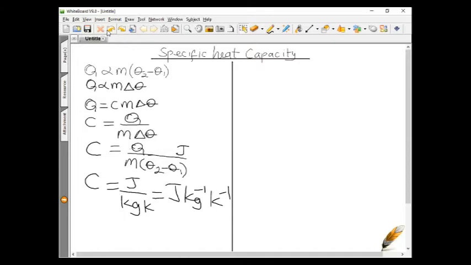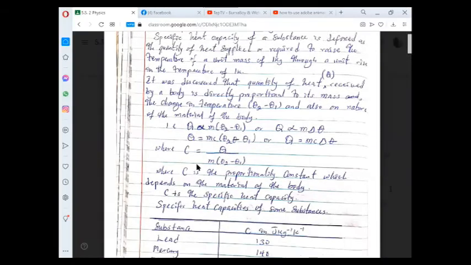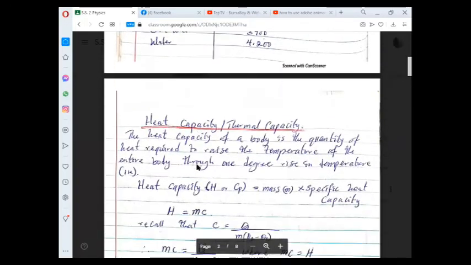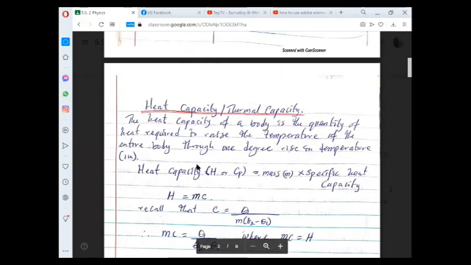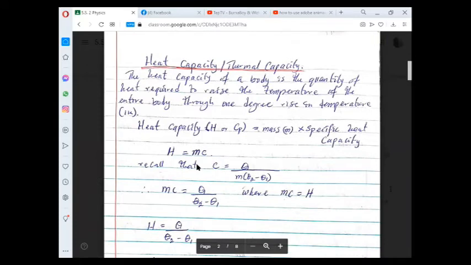If specific heat capacity is the quantity of heat required to raise a unit mass of an object, then what will be the heat energy needed to raise the whole body? And that is what we call the heat capacity. Coming back to the note over here, heat capacity. The heat capacity of the body is the quantity of heat required to raise the temperature of the entire body through 1 degree rise in temperature, that is 1 Kelvin.